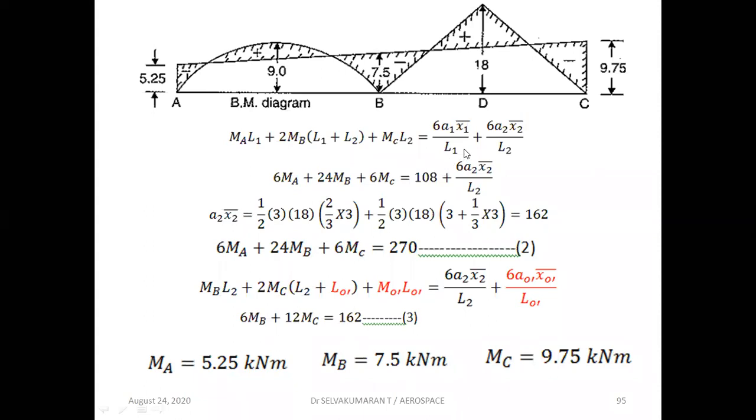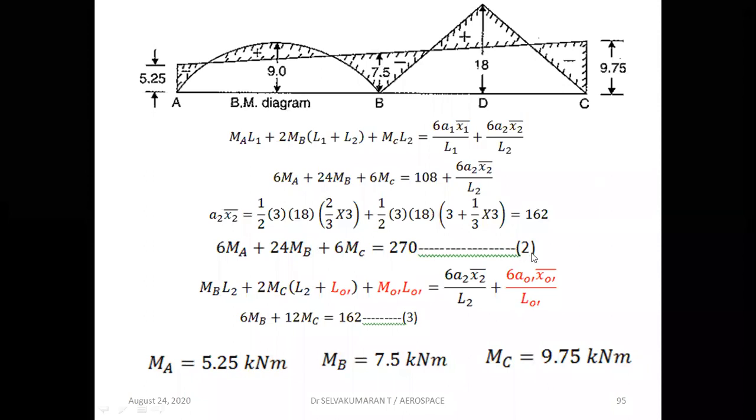And A2 X2 bar here. For ABBC, A2 is the area of the bending moment diagram, X2 bar is the CG distance from C. A2 is half into 3 into 18, half into 3 into 18, and 2 by 3 of 3 plus half into 3 into 18, and CG is here for this triangle, 3 plus 1 by 3 of 3. This is the CG distance. So A2 X2 bar is 162. So substitute in this, you get 6 MA plus 24 MB plus 6 MC is equal to 270, which is nothing but equation 2.